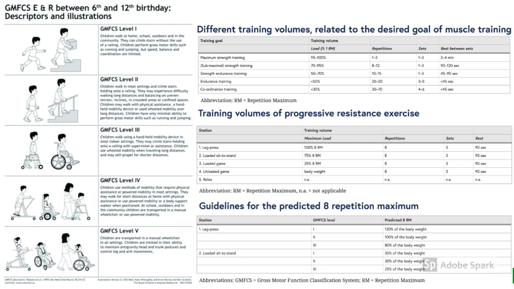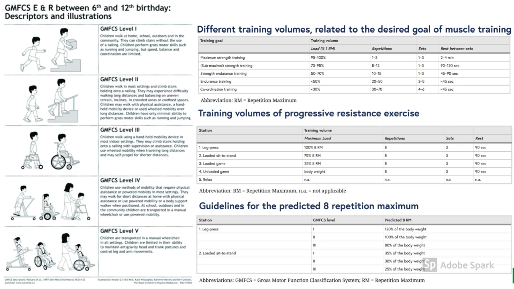So here on the left we have the Gross Motor Function Classification System. It ranges from a level 1 to 5 with increasing severity. On the top right we have our training volumes for our desired goals with our training and progressive resistance. So you can see what ranges you would want for different goals. In the middle is the lower extremity strengthening intervention. They did a circuit of 5 stations with varying intensities with a different goal in mind.